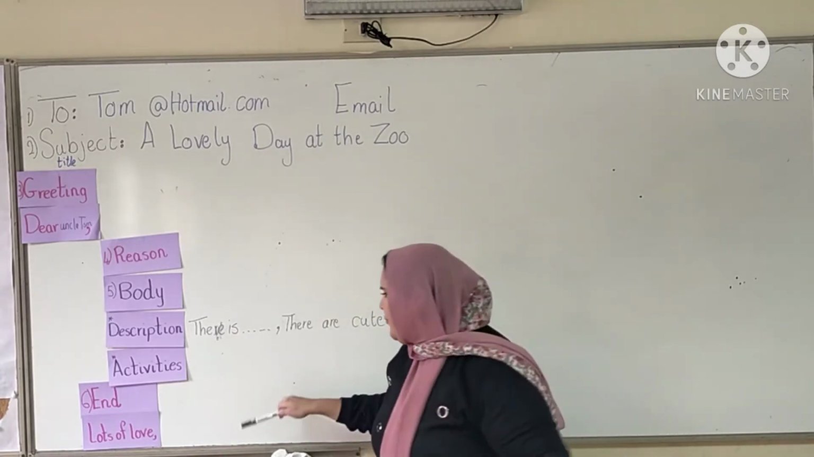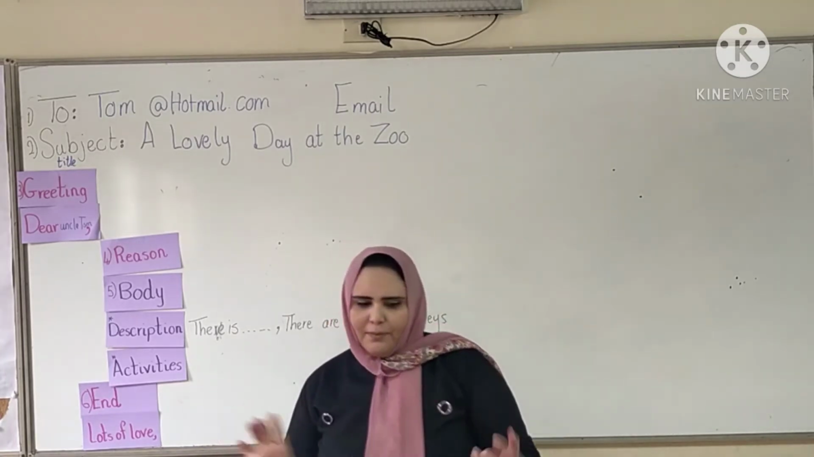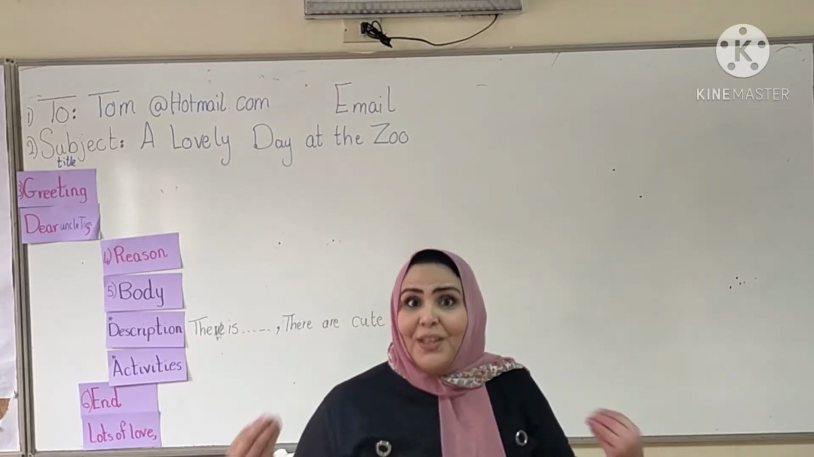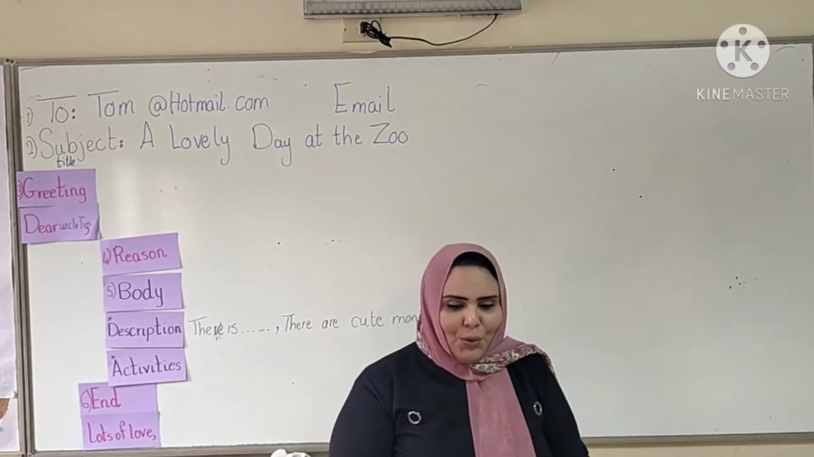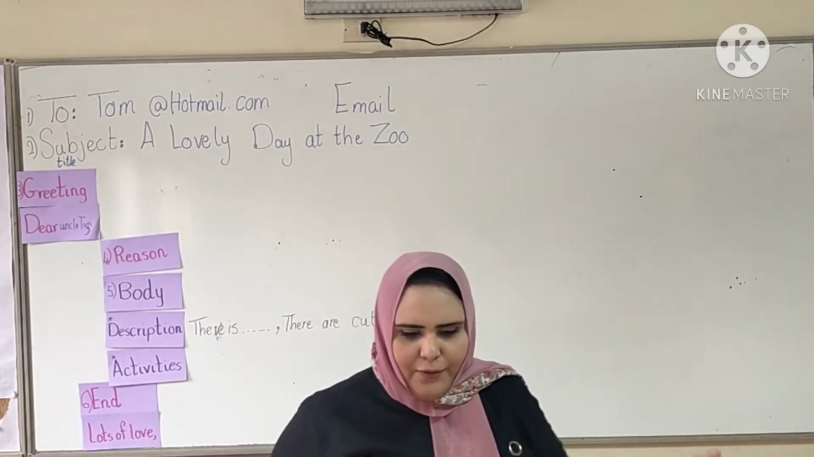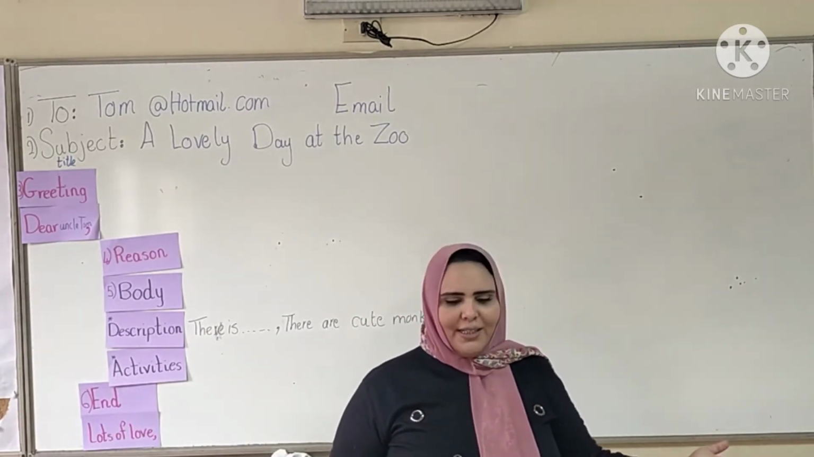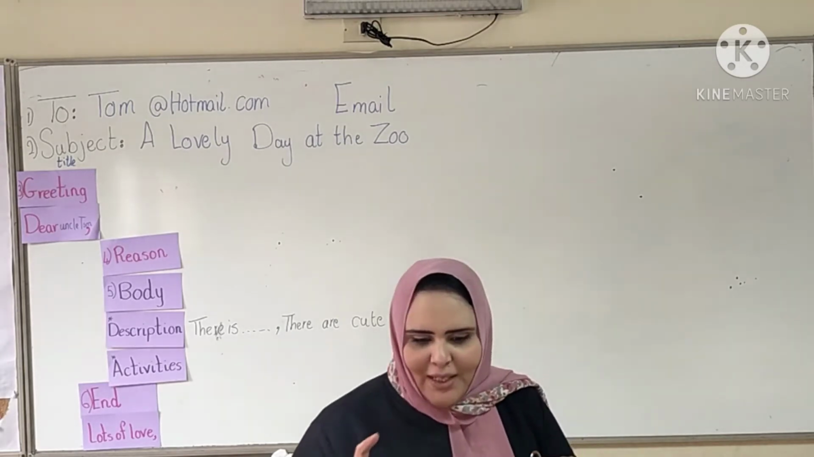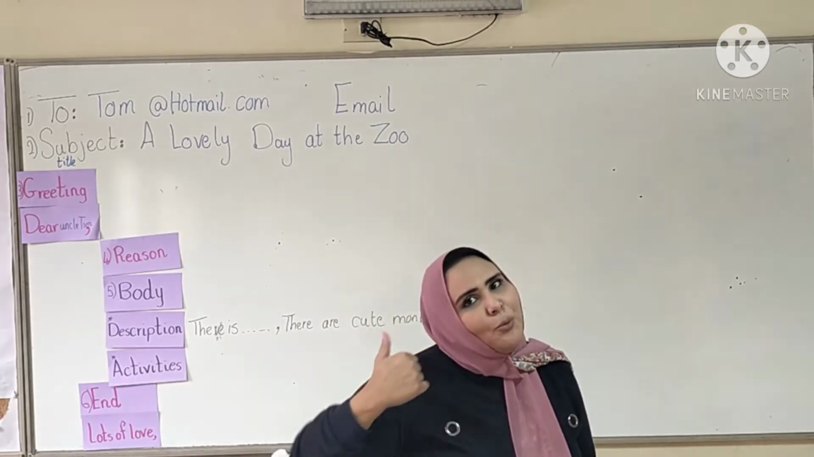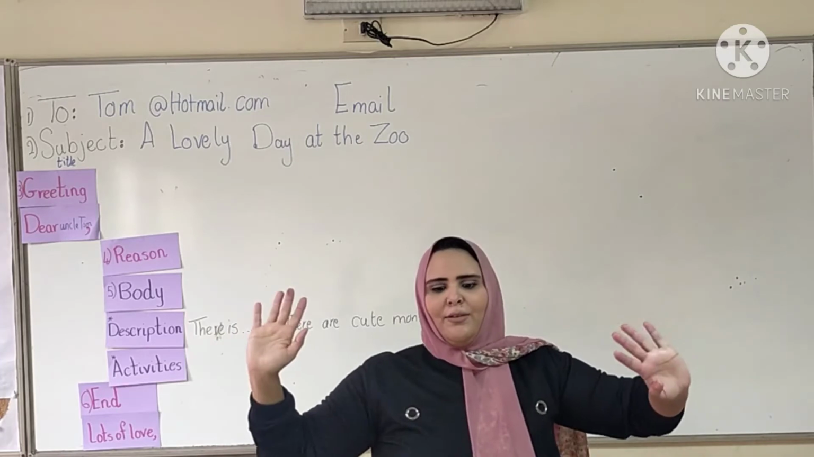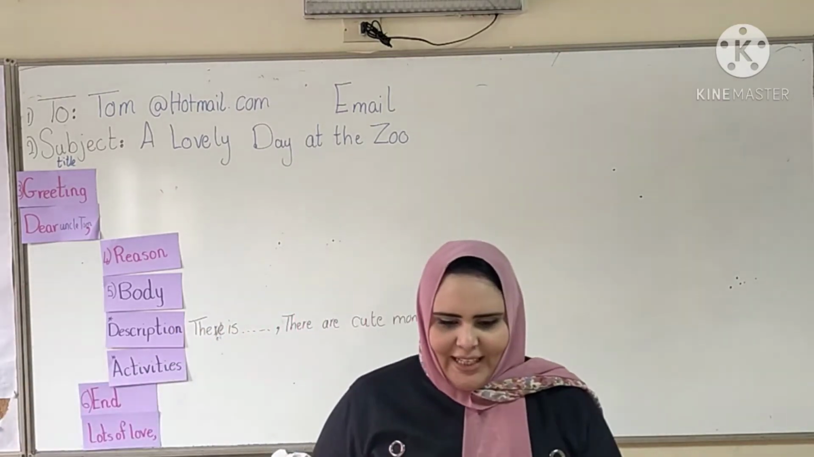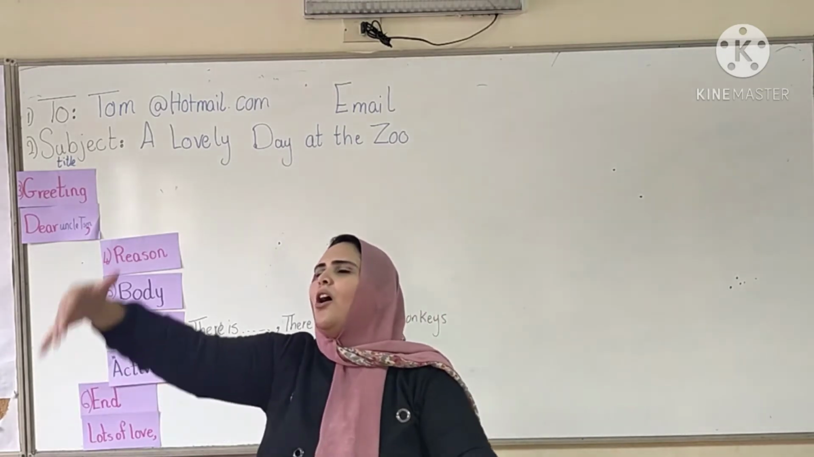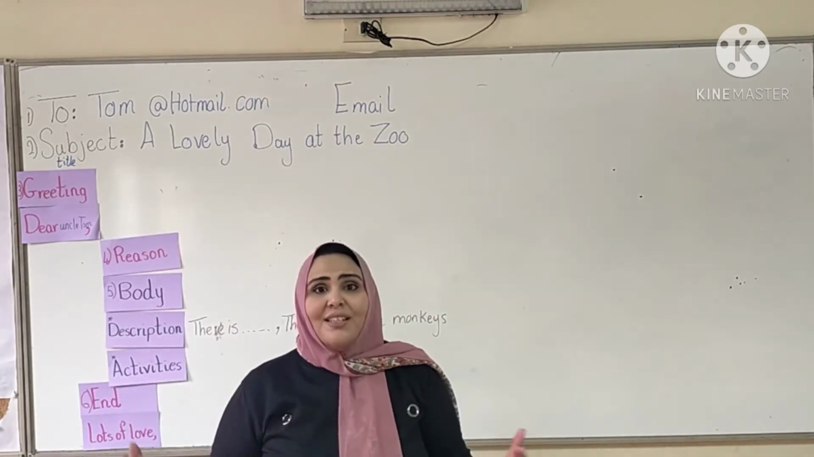And you describe. For example, here, in the zoo, this is the paragraph for the description. In the zoo, there are a lot of animals, of course, full stop. And after the full stop, capital or small letter? Capital letter, of course. There is a huge elephant. It has got a long trunk. You're going to describe. This is the description.